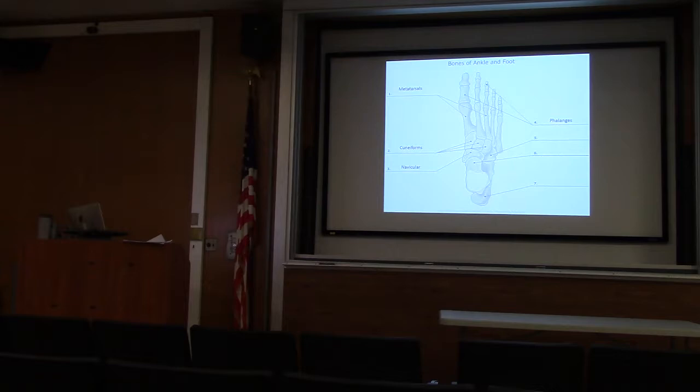Number four, phalanges. And number five? Cuboid. That's the cuboid. Calcaneus cuboid, CC. That's a good way of remembering it. Cool. So number six? Talus. That's your talus, right? So we'll talk a lot about the talus today.